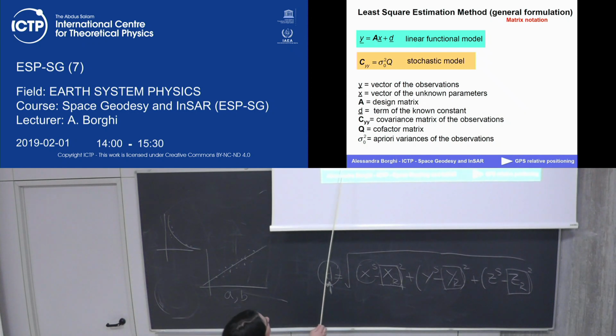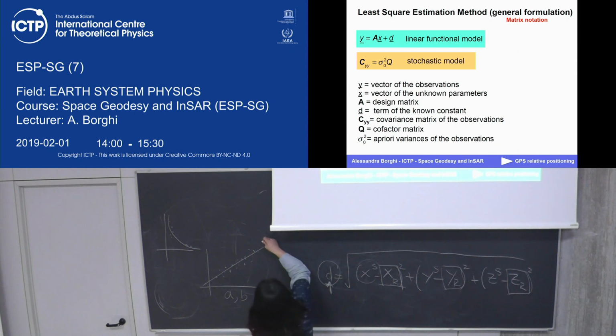The other component that we take into account in the least square estimation is a stochastic model of the observations. CYY is the covariance matrix of the observations, what we call the stochastic model. This gives us information about the precision, because we are using measures. Every measure has a precision, an error, and the measures can be correlated with each other. We have to take into account the precision and the correlation.